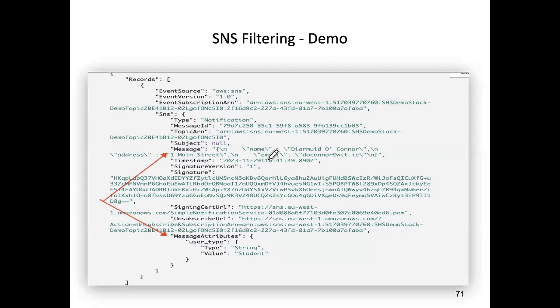So the screenshot is showing you the console log of the message or event, if you like, that reached my Lambda subscriber. And you can see down the bottom there is where we can see the attributes attached to the message. Previously, that would have been an empty array or an empty object, I guess, actually. So that's that.